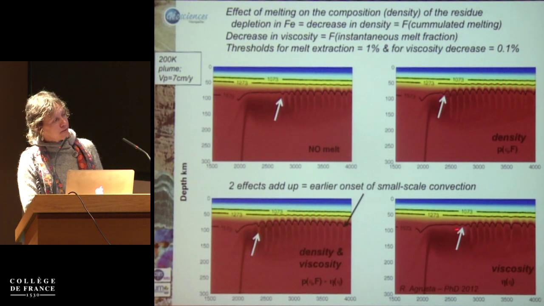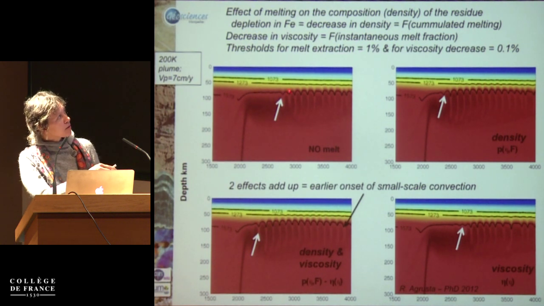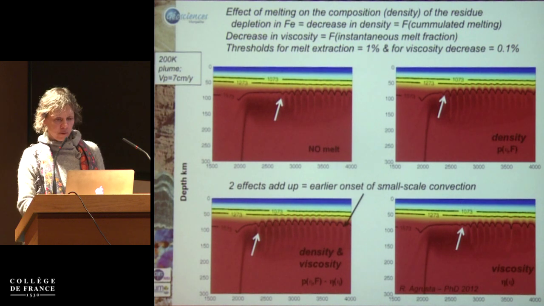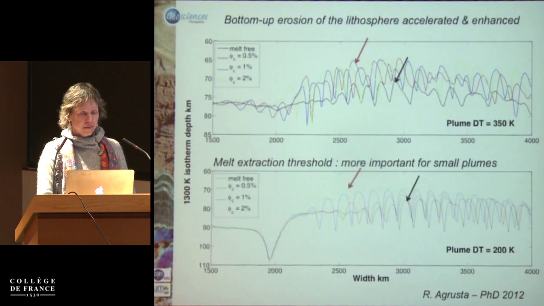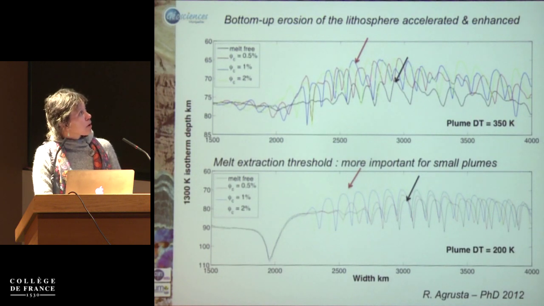Here you only have an effect on the viscosity. You see that since the instantaneous melt fractions are low, the effect on the viscosity is weaker than the one in the density. And here's the model where we have both effects together. You see that relative to this one, you have earlier onset of small-scale convection and a stronger uplift of the 1300 isotherm. So this is just for comparing.